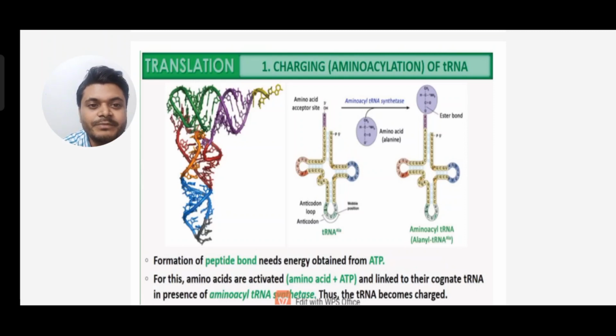Formation of a peptide bond needs energy obtained from ATP, and from this amino acids are activated, that is amino acid plus ATP, and linked to their cognate tRNA in the presence of aminoacyl tRNA synthetase. Thus tRNA becomes charged.